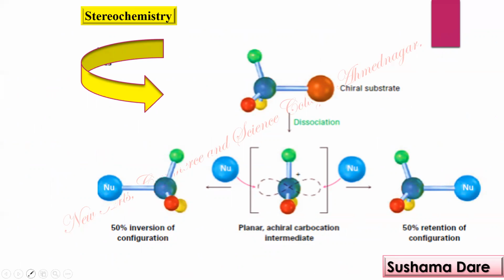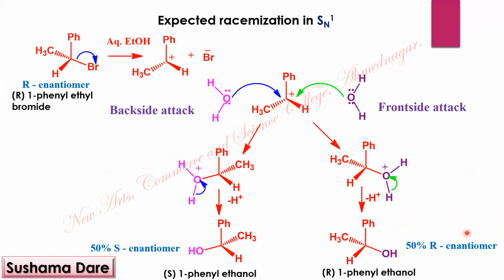This is the same as what I have shown here: the nucleophile can approach from this side or from this side, so that it gives 50% inversion product and 50% retention of configuration. Together it gives a racemic product, and a racemic product is optically inactive. For the SN1 reaction, theoretically what we expect is racemization. Here we start with 1-phenylethyl bromide, the R enantiomer. The first step is the departure of the leaving group, forming a carbocation. In the next step the water molecule attacks either from this side or from this side, so backside attack or front side attack.